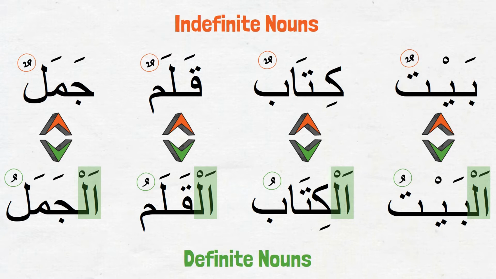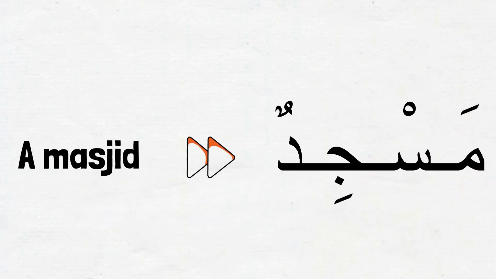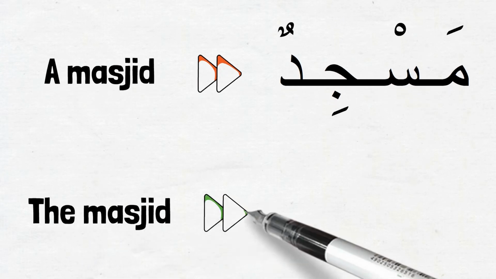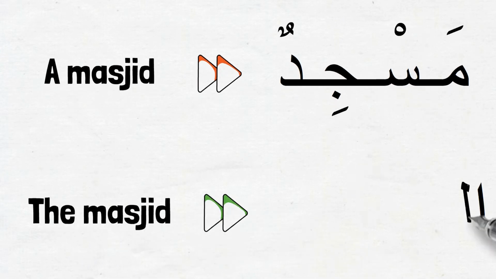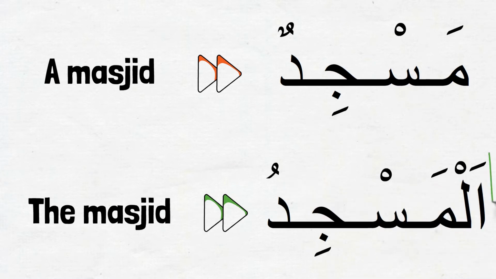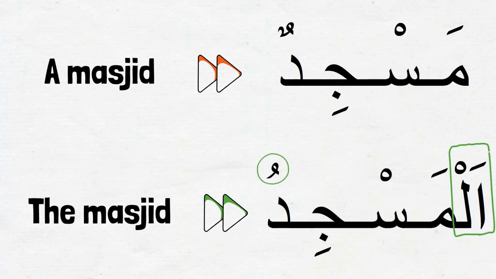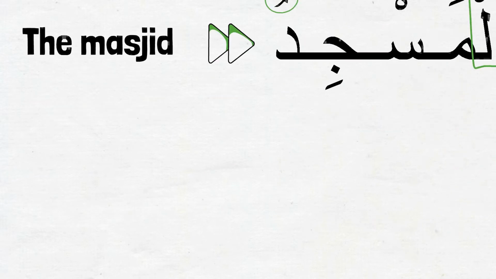Now, let me give you 3 more words to practice converting from indefinite to definite form. Masjidun, a masjid. It is indefinite. Now, can you convert it to definite form? Al-masjidu, right? Remember, once al is added to the beginning, we cannot keep the nun at the end. The prefix al comes at the cost of nun, okay? So we cannot say al-masjidun here. It has to be al-masjidu.